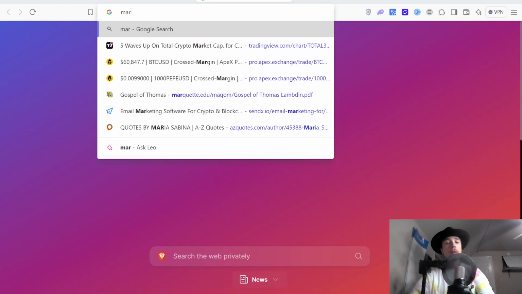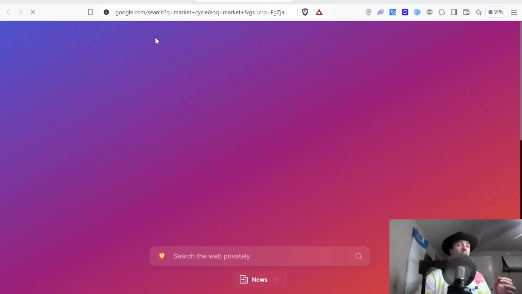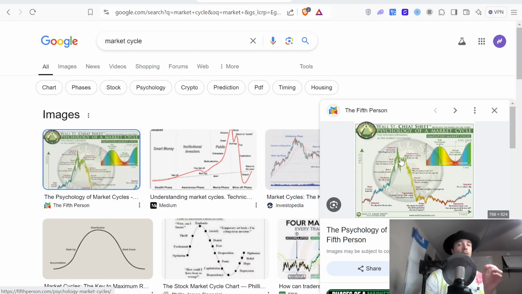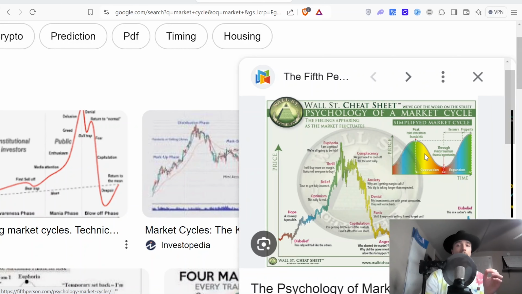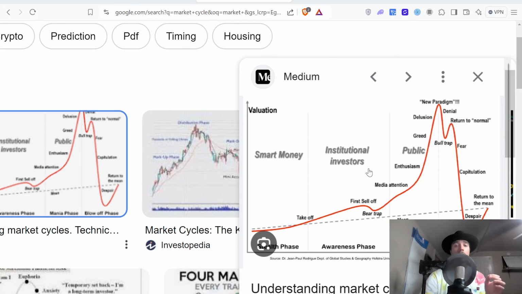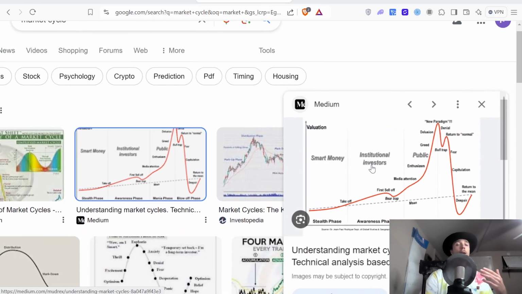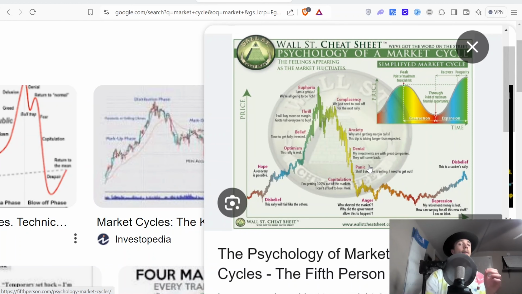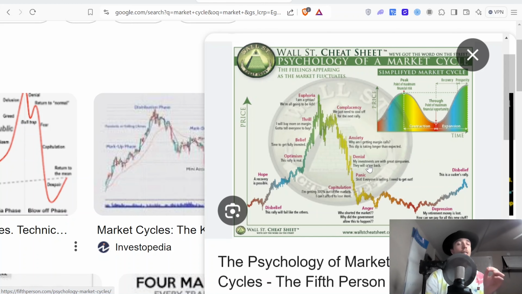If you go to Google Images and type in market cycle, you're going to get a lot of different examples, but the two that I really use are the Wall Street cheat sheet and this one over here. I don't know if there's a name for it, but these are the two that I use regularly in crypto to make money. So over here on the right, you have the Wall Street cheat sheet. This is a perfect example of the human psychology that occurs in every single cycle over and over again.